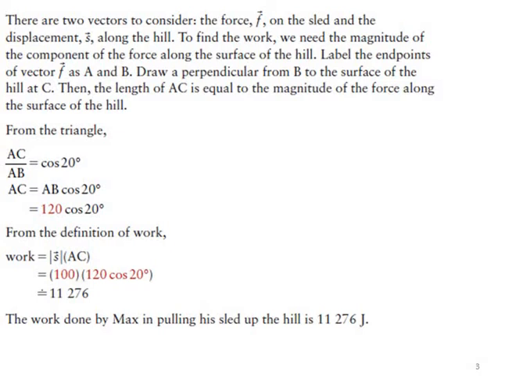120 times cosine 20. So work would be 100, which is the displacement, times AC, which is 120 times cosine 20. The final answer is going to be 11,276. The work done by Max in pulling his sled up the hill is 11,276 joules.